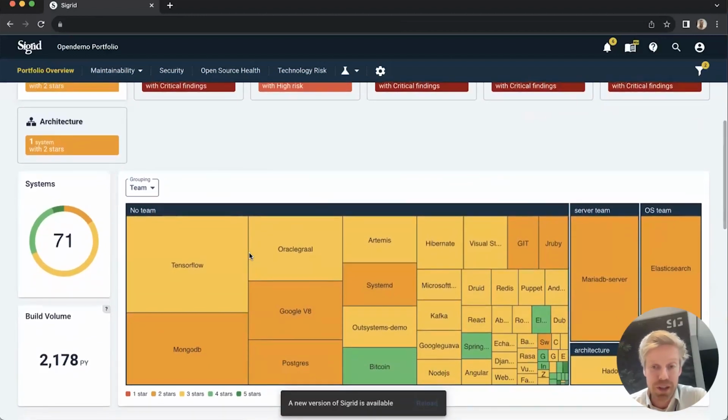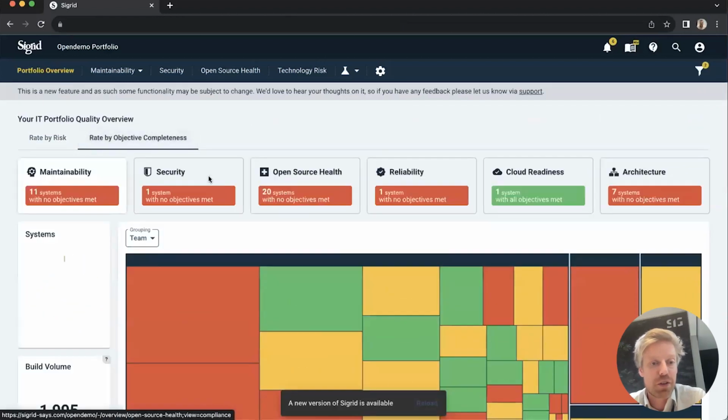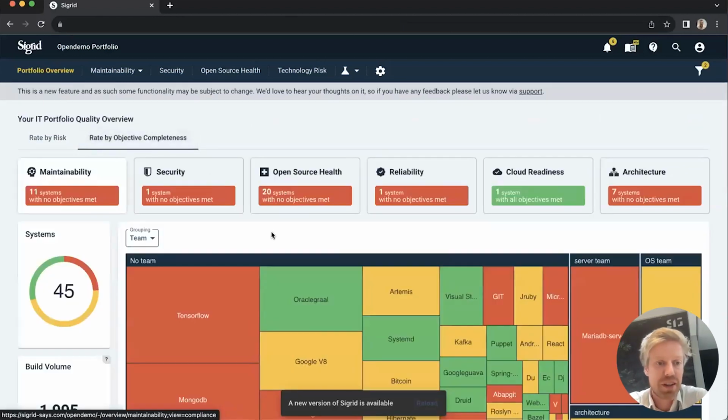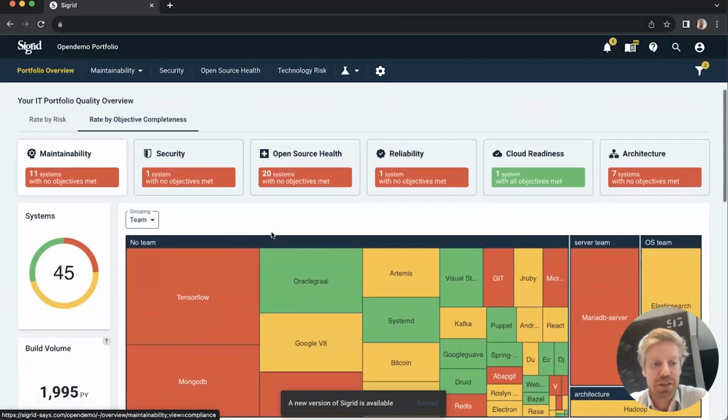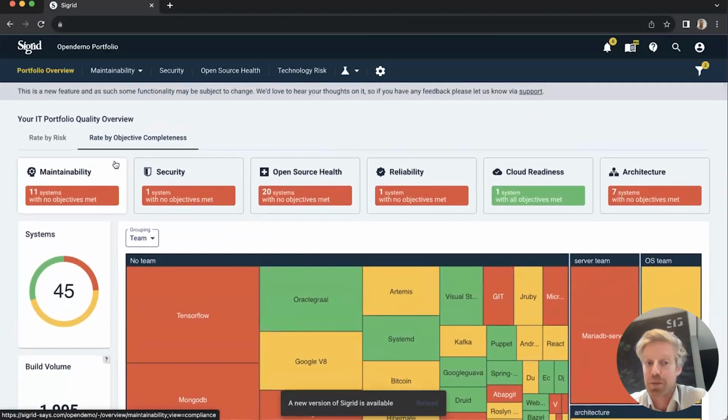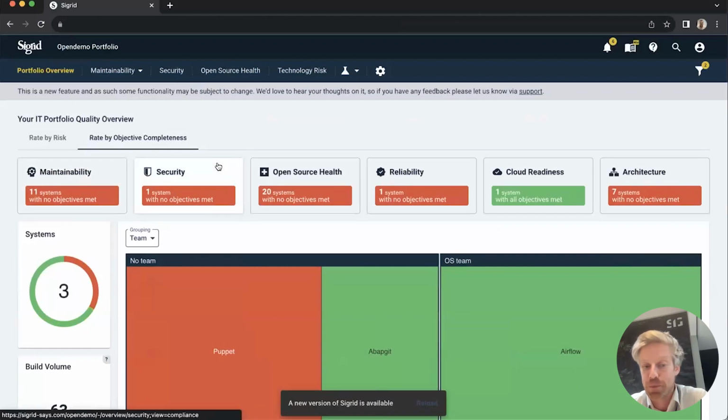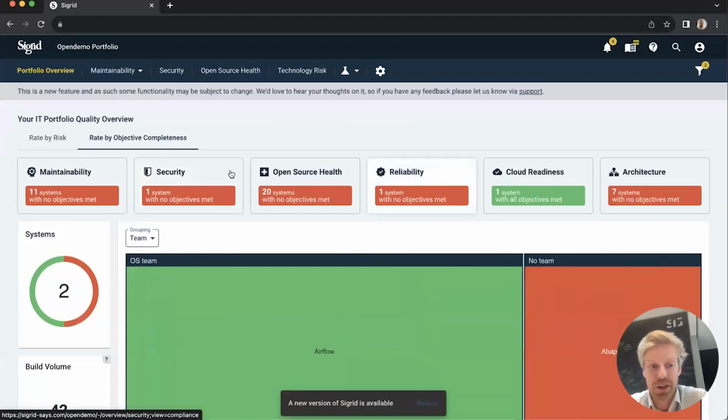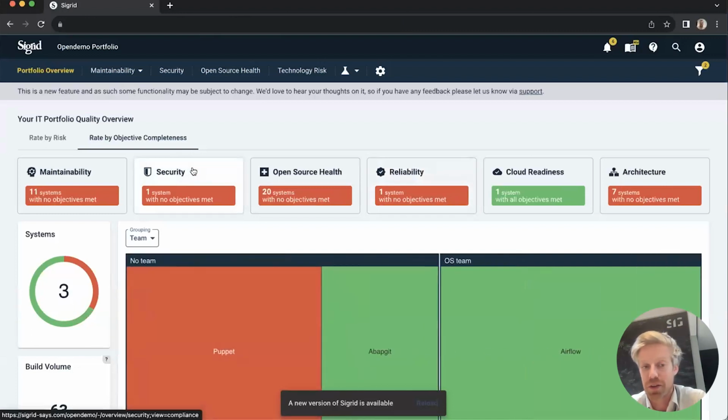So what it means, Vincent, is that whenever you go to the rate by objective completeness here for maintainability, you see there's 45 systems showing up. And if we go to, for example, security as the other example, we see that there is only 3, meaning that for the rest of these systems, there has been no objectives set on this particular aspect. It's not really visible, but it's there, so you can see it. I hope that answers your question.